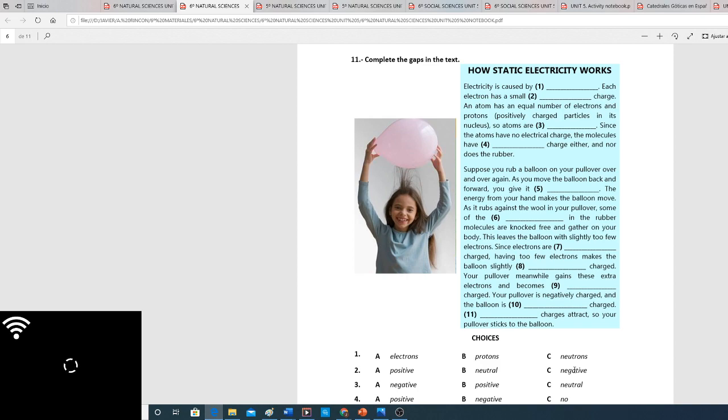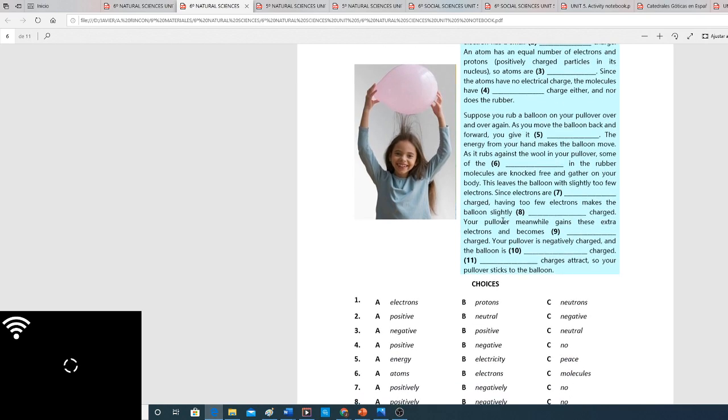An atom has an equal number of electrons and protons. Protons are positively charged particles in its nucleus. So atoms are, and you can choose between negative, positive, or neutral. Talking not about electrons now, not about protons now, but about atoms. Okay, in general, atoms are, yes, neutral. Since the atoms have no electrical charge, the molecules have therefore positive, negative, or no charge either. The correct answer is for number 4.